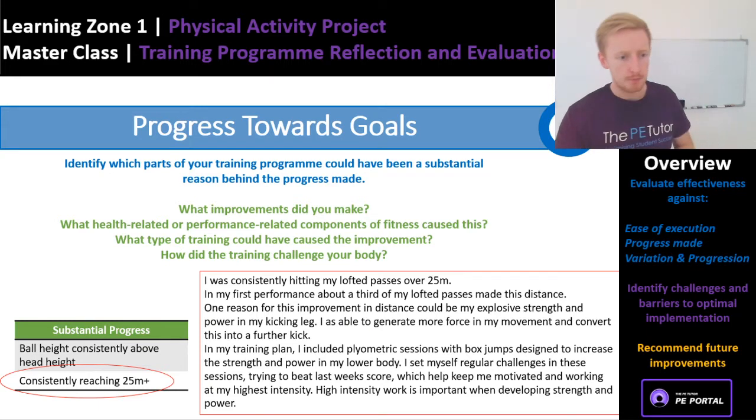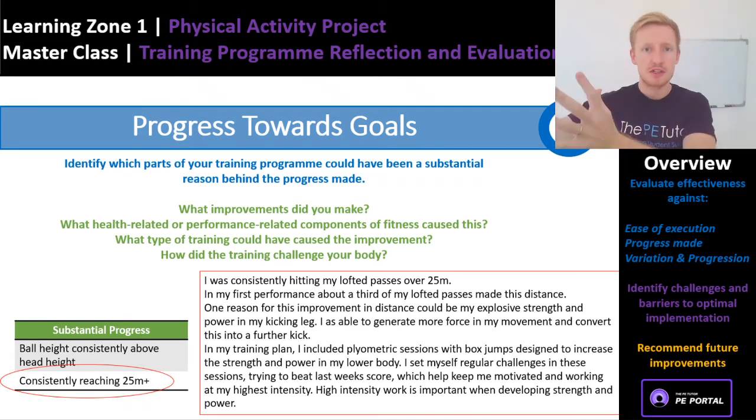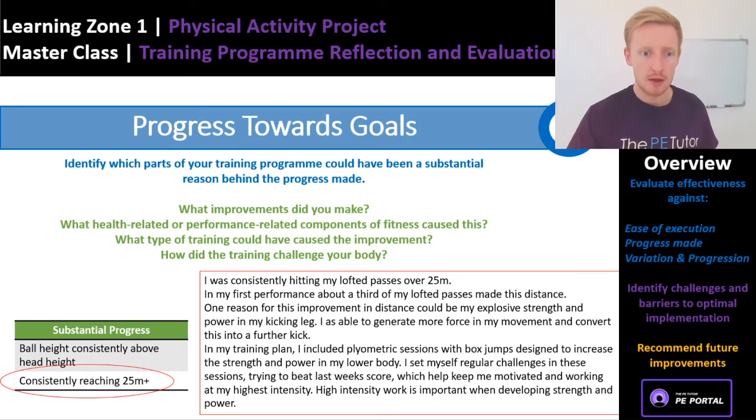There we go. So for that substantial progress, maybe I was consistently reaching 25 meters with my passes. Every single one was going the correct distance. So what I was able to do was then go into the whys. I was consistently hitting my lofted passes over 25 meters. However, in my first performance, a third of my lofted passes made this distance. So I've made, what's that, 200% improvement. If I made a third at the first part, another 100% is 2/3, another 100% is 3 out of 3.